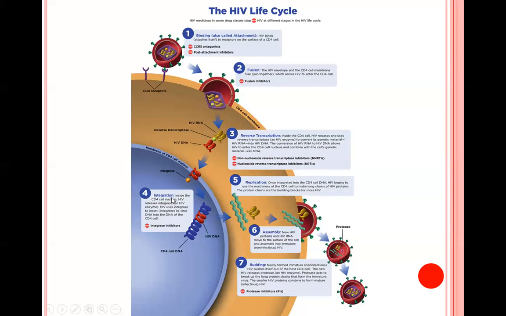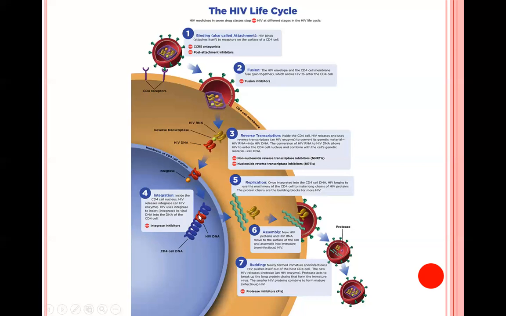So now we have step 4, integration. Inside the CD4 cell nucleus, HIV releases integrase, an HIV enzyme. HIV uses integrase to insert its viral DNA into the DNA of the CD4 cell. So now it's becoming a part of the human's CD4 cell DNA. There is another stop, another kind of medication which inhibits this. It's called integrase inhibitors. But if that doesn't happen, then it would move on to step 5, replication.